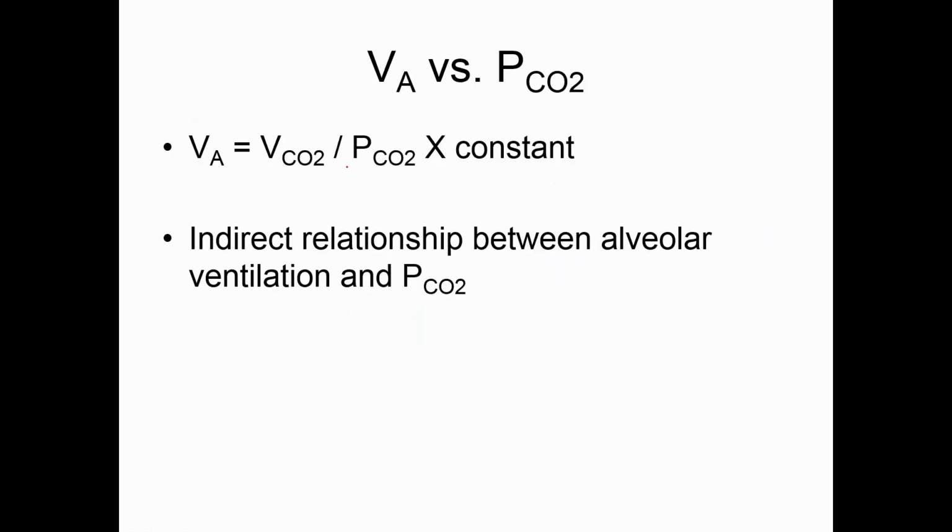So then we have this little equation that we can derive from the equation I showed on the previous slide. So remember, we need little dots. So alveolar ventilation is going to equal VCO2, CO2 production, divided by PCO2 times a constant. And what I've basically done here is taken fractional concentration and turned it into PCO2, because PCO2 is like a concentration.